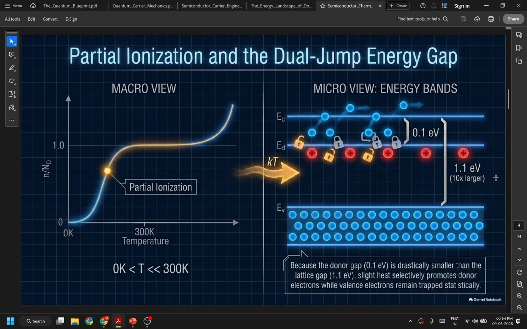Then at some temperature, you have partial ionization, where because the donor gap 0.1 eV is drastically smaller than the lattice gap 1.1 eV, slight heat selectively promotes donor electrons while valence electrons remain trapped statistically.